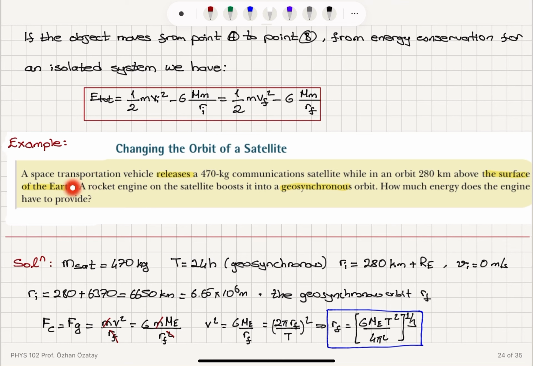released by a space transportation vehicle, while in an orbit 280 kilometers above the surface of the Earth, into a geosynchronous orbit. And geosynchronous means the period is equal to 24 hours, so it's the period of the revolution of the Earth about its axis. So we look at the change in the radial position of the object. The satellite is initially at 280 kilometers above the surface of the Earth, and when it is in geosynchronous orbit, it's performing uniform circular motion.